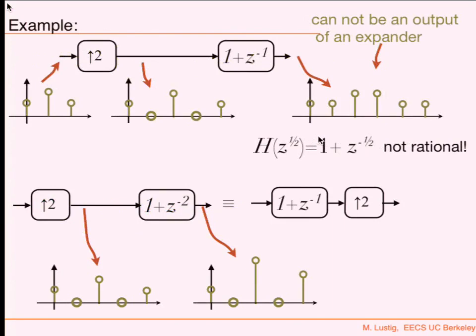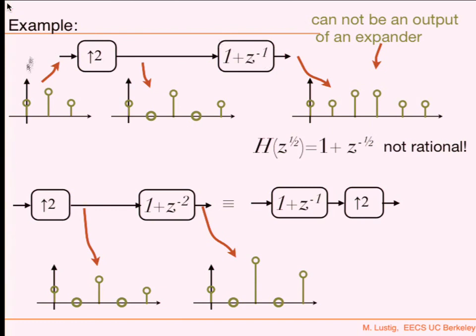Here's an example, and here I'm going to finish today. Let's say I'm upsampling by a factor of 2, and I'm going to go through a filter 1 plus z^-1. What is 1 plus z^-1? It's a moving average of length 2. The impulse response is 1, 1, and the rest is 0. Okay?